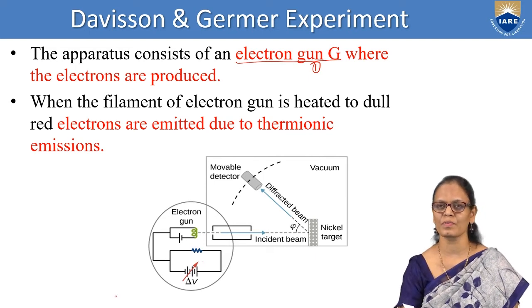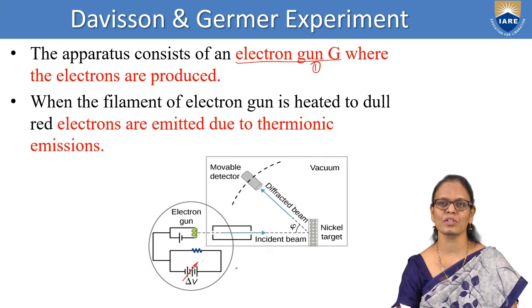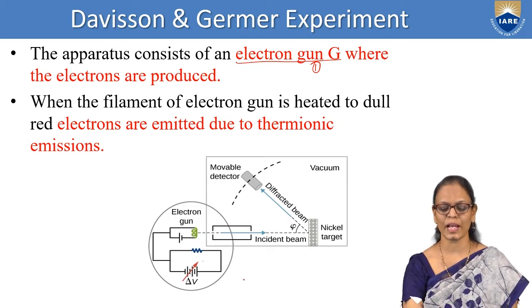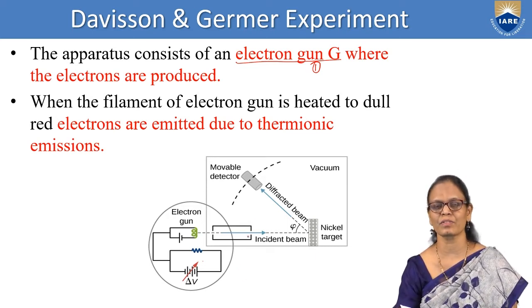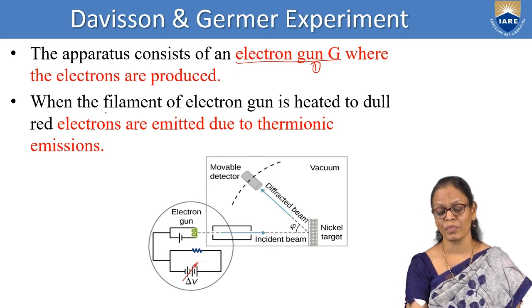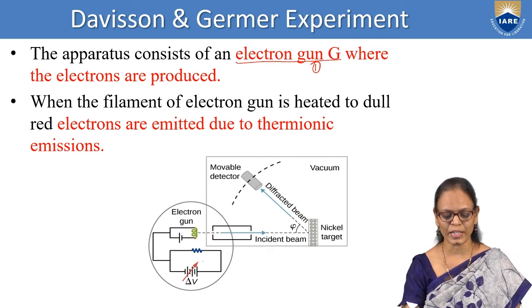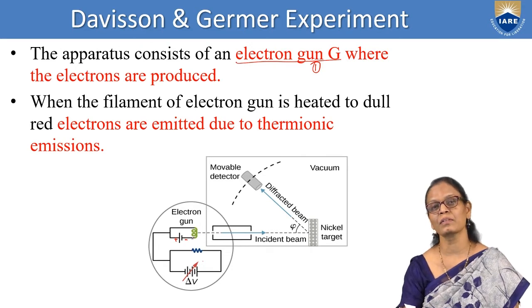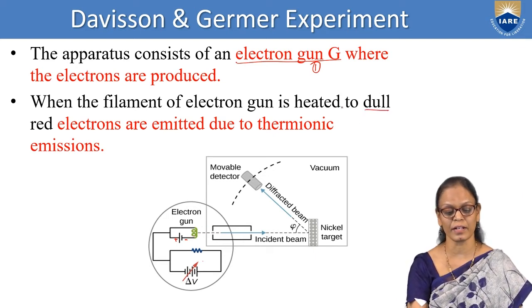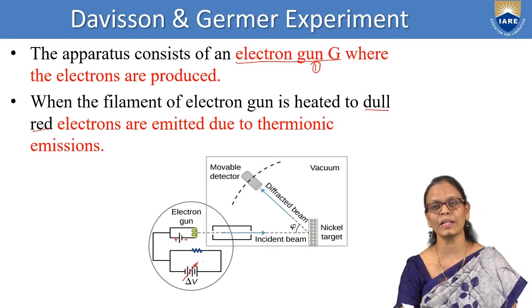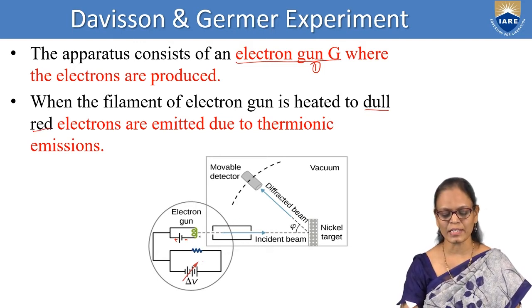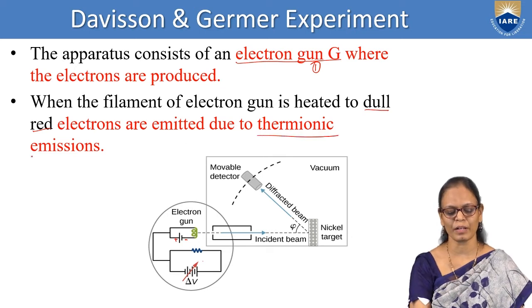Here electrons are produced. When we have to study the nature of electrons, we need electrons. So the electrons are produced with the help of the electron gun. When the filament of the electron gun is heated to dull red, connected to a battery, the filament gets heated up and emits electrons. You have to heat it to a high temperature, then only the electrons are emitted. And these we call thermionic emission.